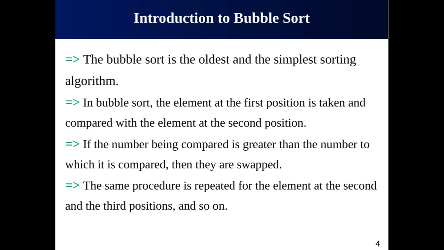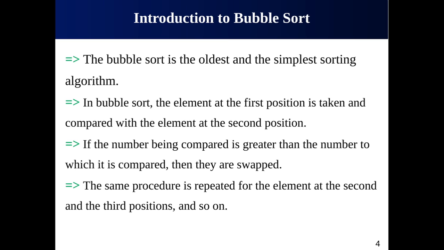Let me repeat. The bubble sort algorithm swaps adjacent elements by comparing them with one another, starting from the first element. For example, if the first element is greater than the second element, that is, if they are out of order and not in ascending order, then you have to swap them. If the number at the first position is greater than the one at the second position, then swap them.